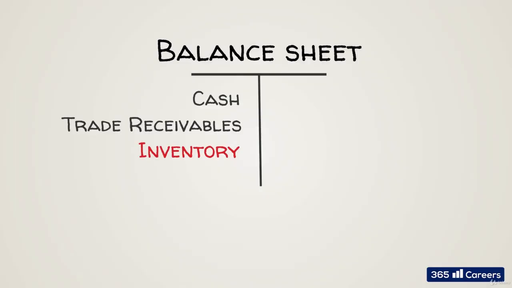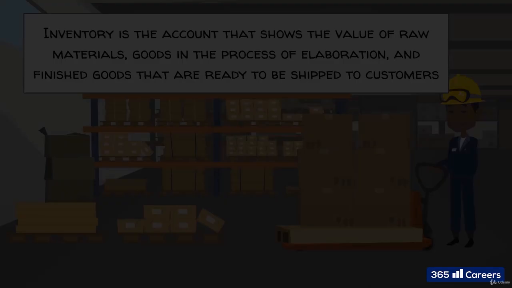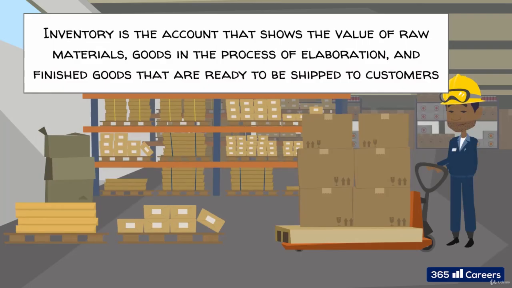Inventory is the account that shows the value of raw materials, goods in the process of elaboration, and finished goods ready to be shipped to customers. The company has these goods in its warehouse, in production facilities, or in stores. Finished goods are products ready to be sold to customers, while raw materials and work-in-progress goods require additional processing.